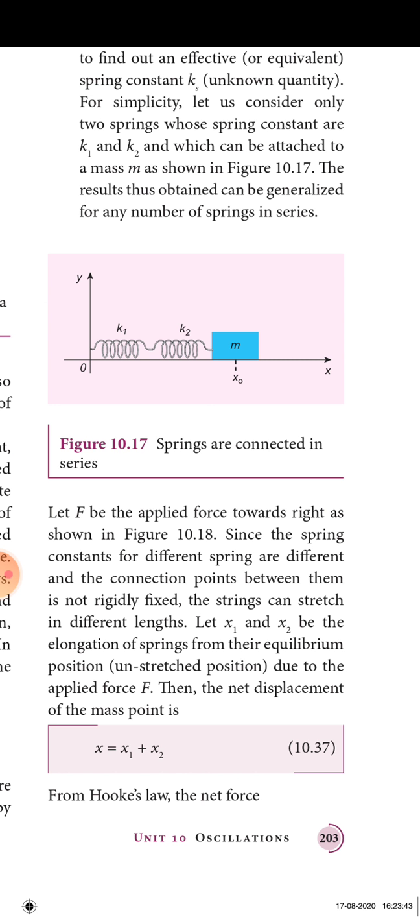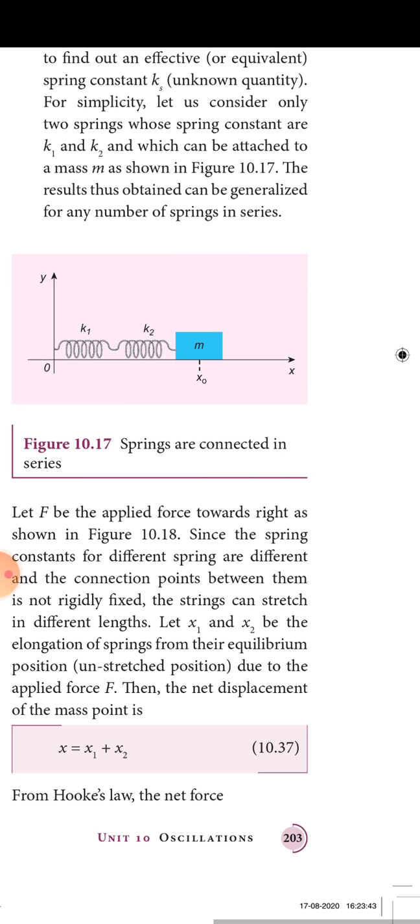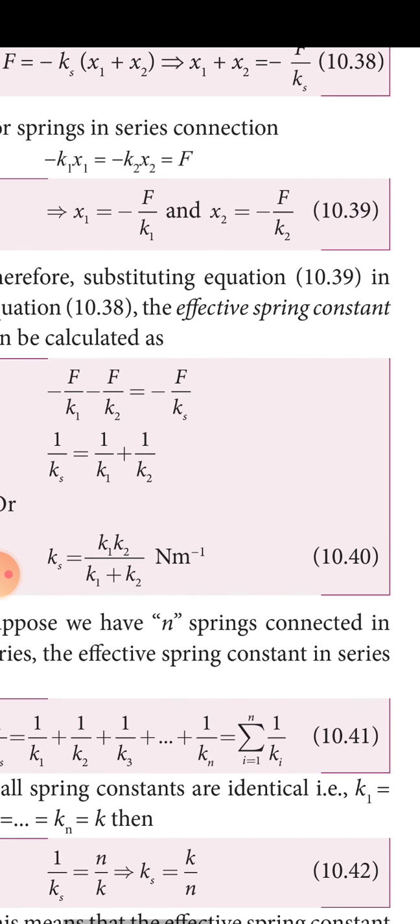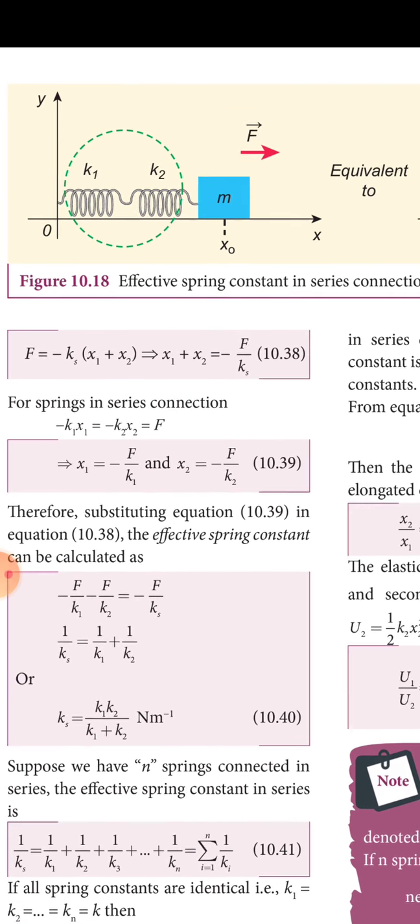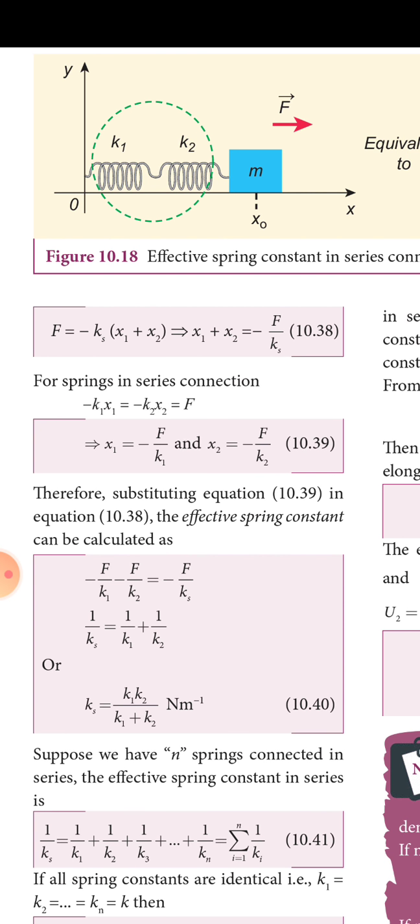Let x1 and x2 be the elongations of the springs from the equilibrium position due to the applied force. Then the net displacement of the mass point is x equal to x1 plus x2. So the spring restoring force tells us F equals minus k times (x1 plus x2). So x1 plus x2 becomes minus F by ks.